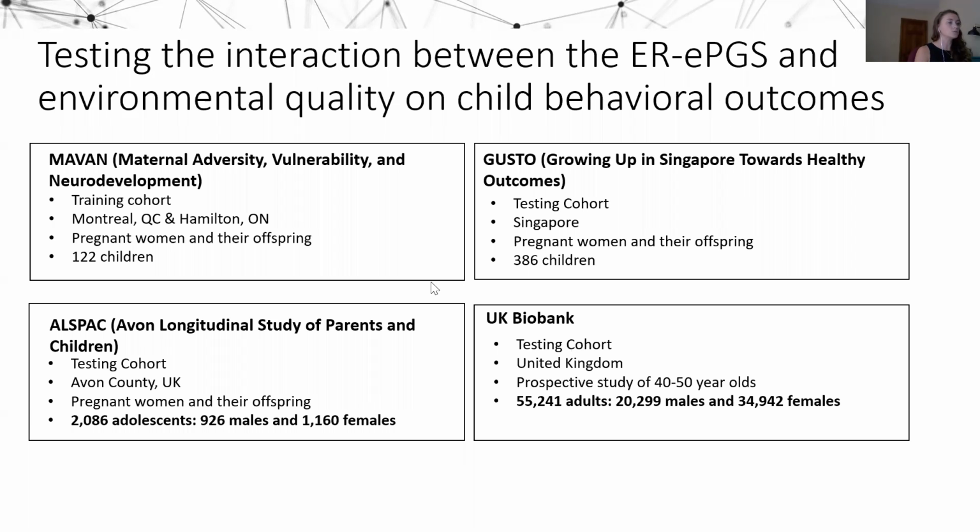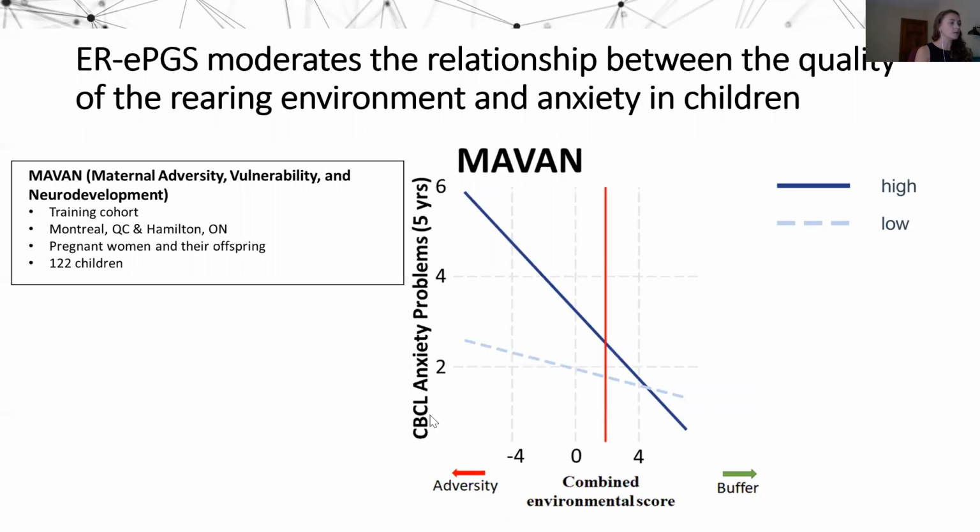These are the four cohorts we tested our theory on: MAVEN, GUSTO, ALSPAC, and UK Biobank. MAVEN and GUSTO are both cohorts of children. ALSPAC is in adolescents, and UK Biobank is in adults. You'll see that ALSPAC and UK Biobank are very large studies, so we were able to further separate them into males and females. When we look at MAVEN, we see that individuals with a high polygenic score show high anxiety problems at 5 years old, but only if they're exposed to these adverse contexts.